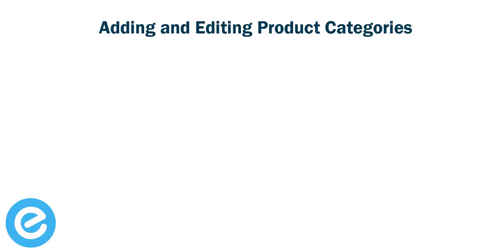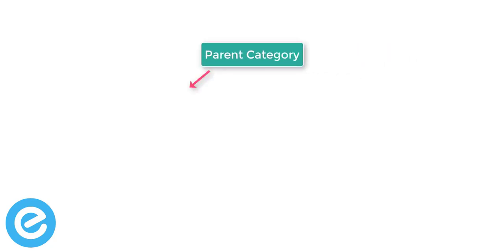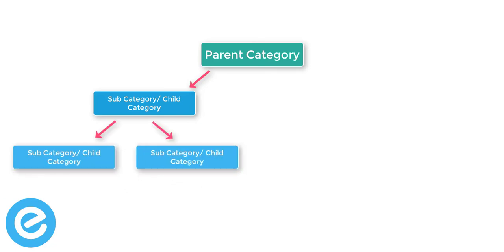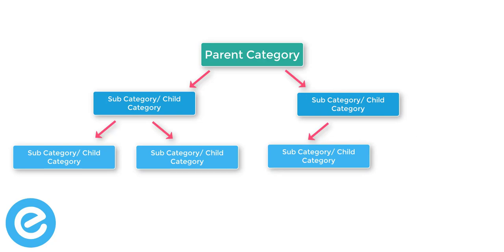In this short video, we're going to take a look at adding and editing product categories in Neato. Product categories are a great way to organize products in a manner that makes it easy for your customers to find. You can have parent categories and sub or child categories which fall under the parent. You can have as many subcategories linked to the parent category as you like.